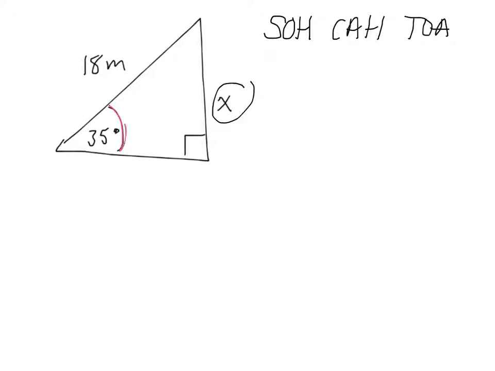Now you're given this angle, so in relation to the angle that's 35 degrees, which one's opposite, which one's hypotenuse, which one's the adjacent side? Good. We know the hypotenuse is 18 meters. X is opposite. The one that doesn't have anything is adjacent. Okay, so in this question, we are working with two side lengths.